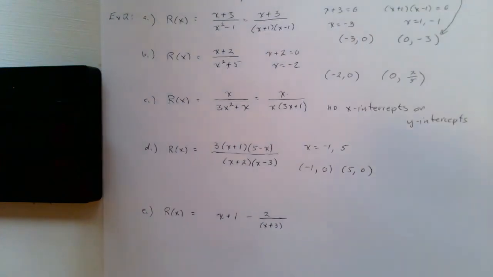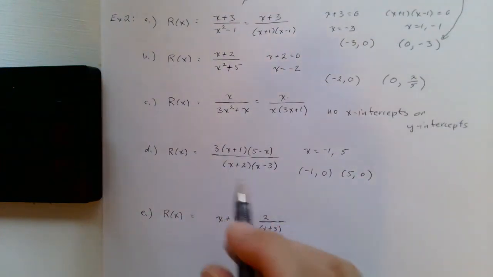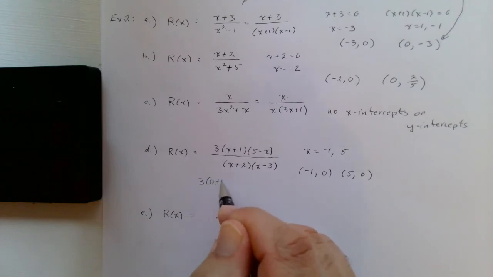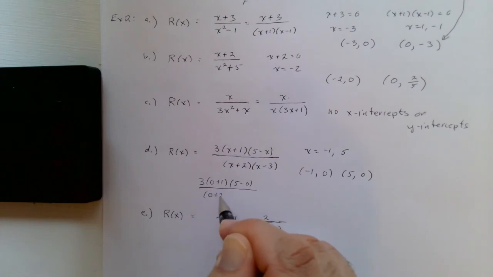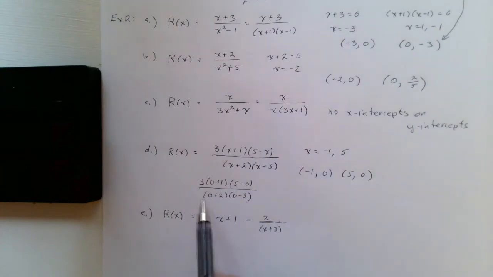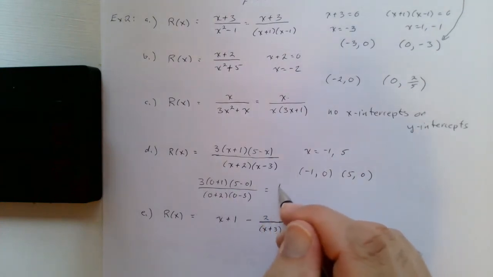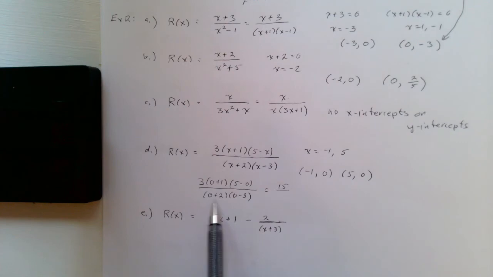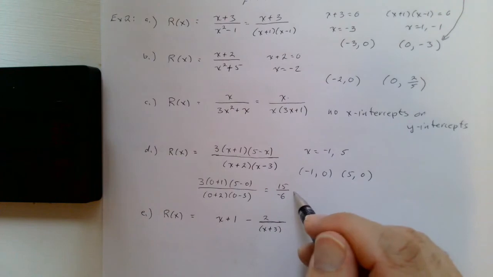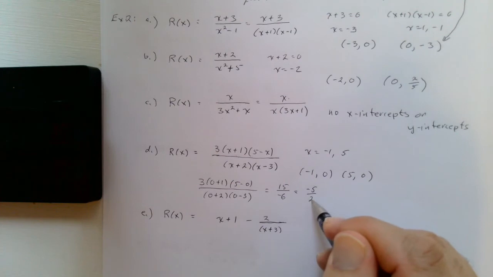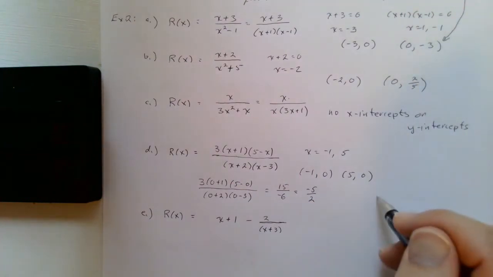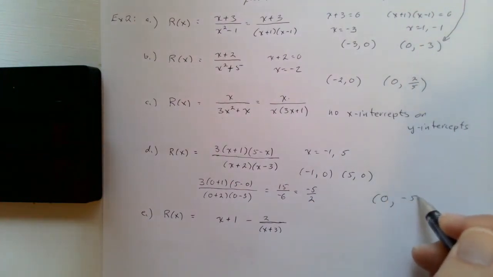And for the y-intercept, what happens if we plug in 0? We get 3 times 0 plus 1 times 5 minus 0 over 0 plus 2 times 0 minus 3. So this is going to be 3 times 1 times 5, that's 15. This is going to be 2 times -3, that's -6. I guess we could reduce this to -5 halves. Okay, so the y-intercept is going to be 0, -5 halves.